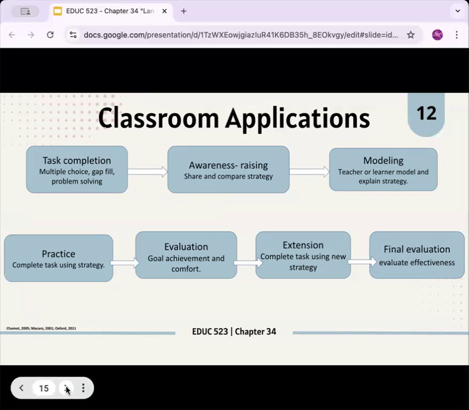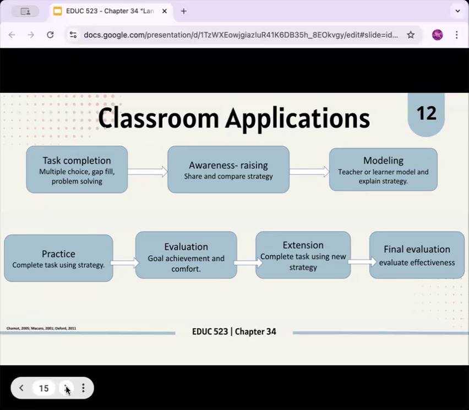Then we move into modeling. The teacher demonstrates a specific strategy, providing a clear example of the application. The teacher names the strategy, explains how and when to use it, and comments on its value, ensuring the students understand its purpose and relevance to their learning process. Then we move into practice. The students are given additional opportunities to complete the task that allow them to practice using a newly introduced strategy.